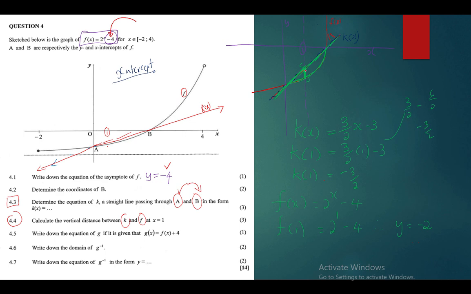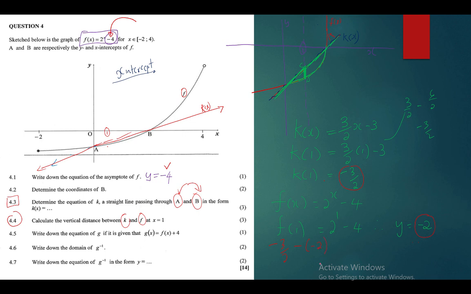So the vertical distance: at k equals 1, you have minus 3 over 2. F of 1, you got minus 2. So you just need to subtract the two values, minus 3 over 2 and minus 2. Minus 3 over 2 is minus 1,5. So you're going to subtract minus 3 over 2 with negative 2.